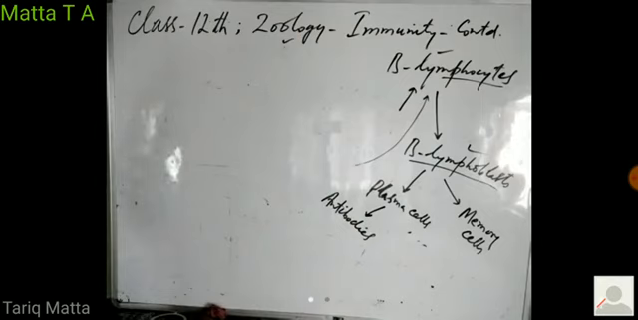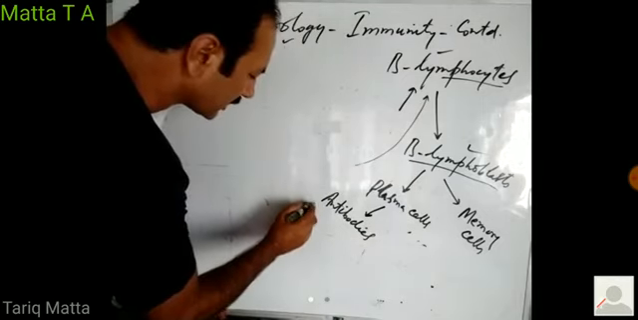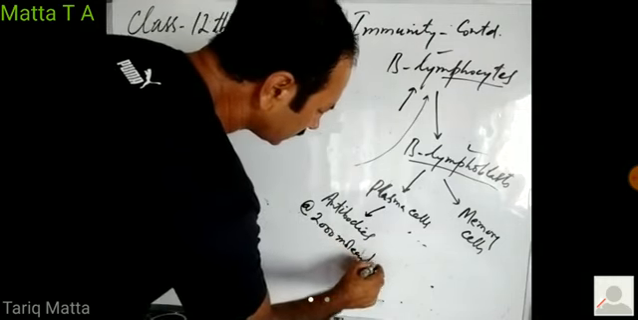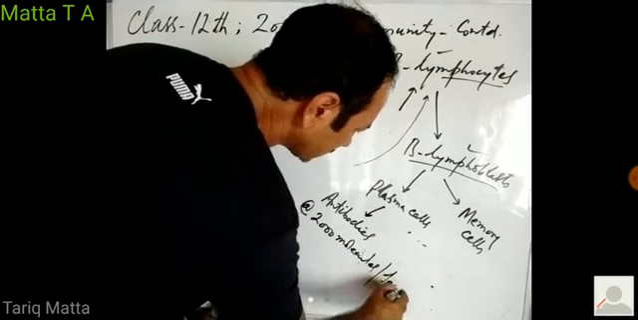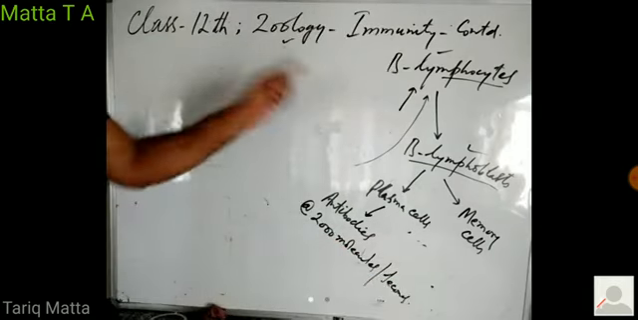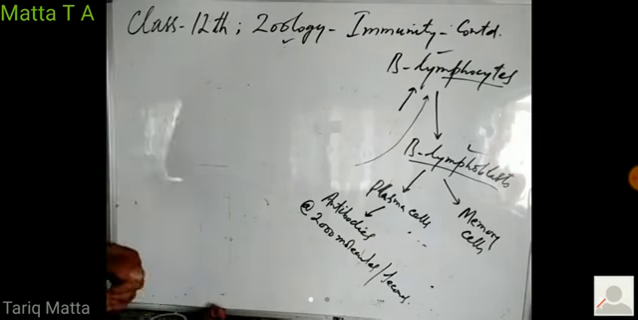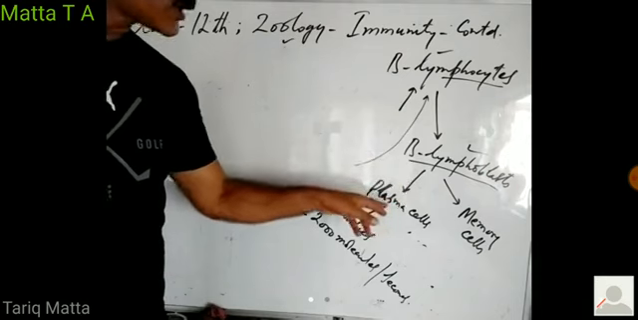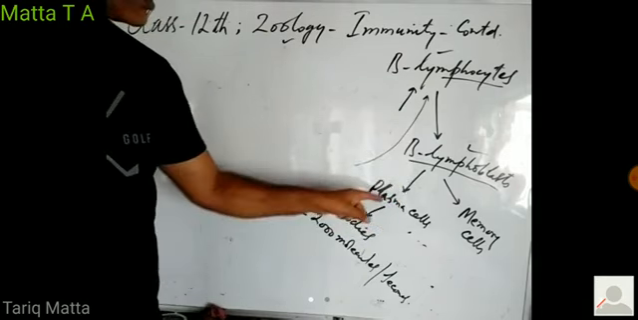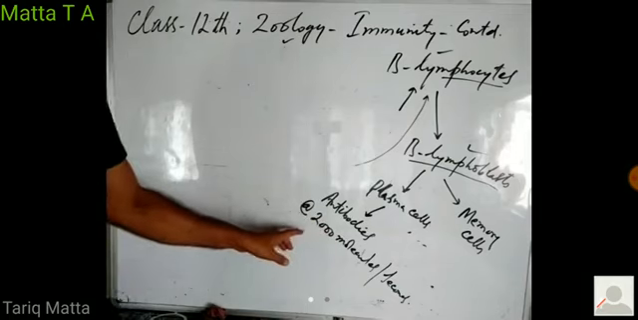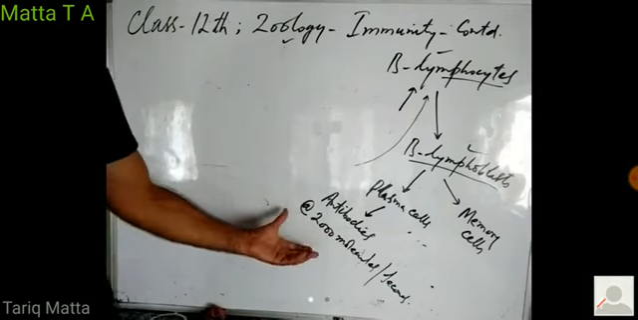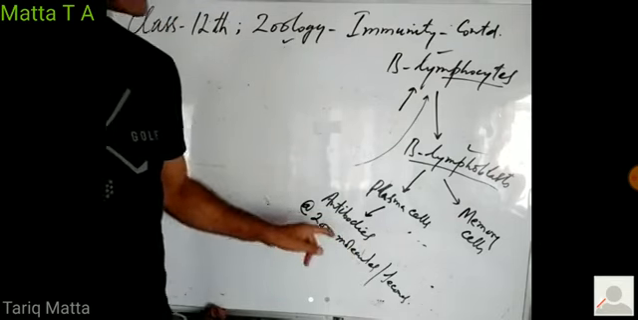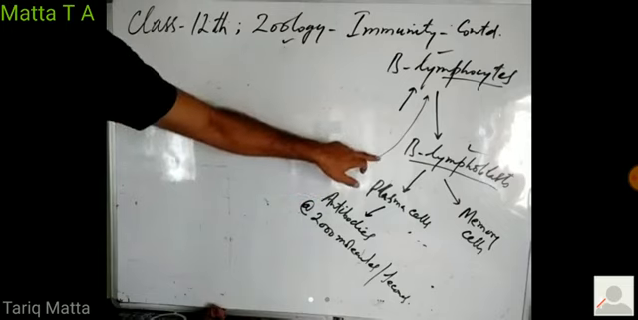Plasma cells form antibodies at the rate of 2000 molecules per second. So when B lymphocytes are stimulated by helper T cells, they change into B lymphoblasts. Then B lymphoblasts form plasma cells and memory cells. These plasma cells give rise to antibodies very quickly, at the rate of 2000 molecules per second. And these antibodies kill the pathogen, right?